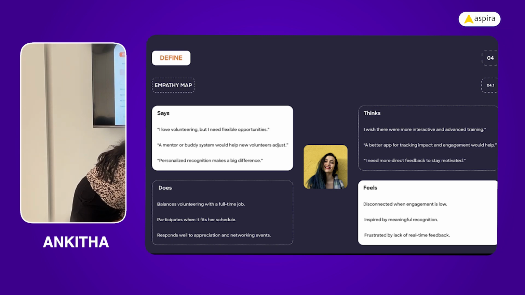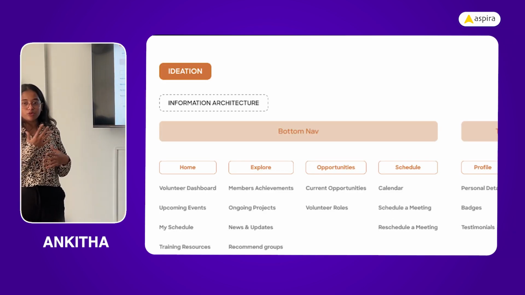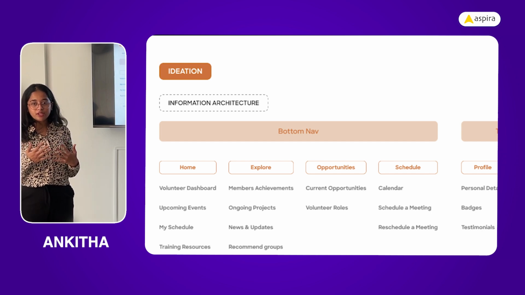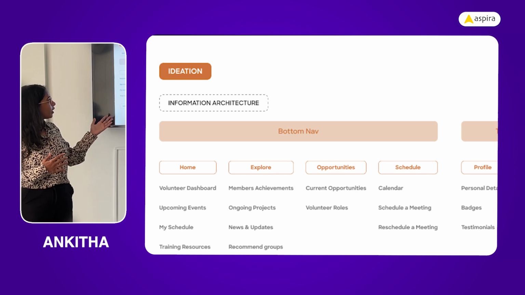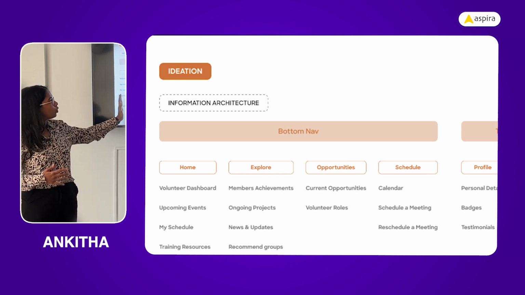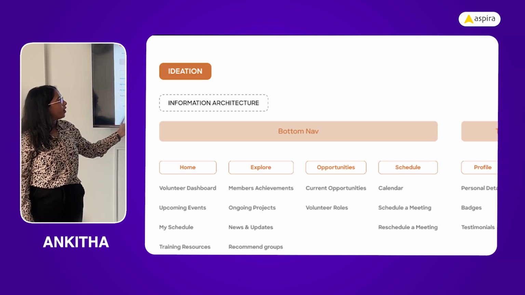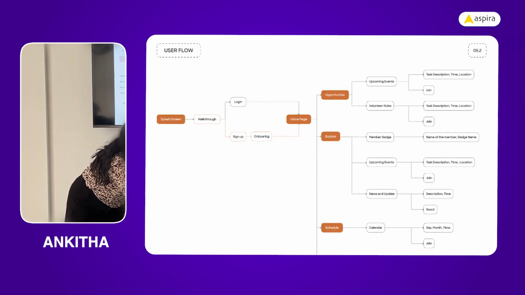After the user persona, we did an ideation workshop where for each user story, we gave two solutions. And from those two solutions, we chose the most appropriate one. From those solutions, we derived the information architecture. For my bottom navigation, I chose home, explore, opportunities, and schedule. And for my top navigation, I used profile and chat. And from this information architecture, we derived the user flow.